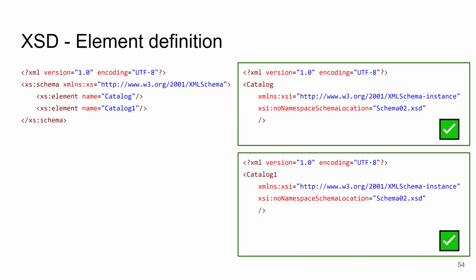Now we'll extend the example and we'll add another possible root element, catalog1, into the schema, which makes both the examples valid, both with the root catalog element and the catalog1 element, because both are allowed in the XML schema.